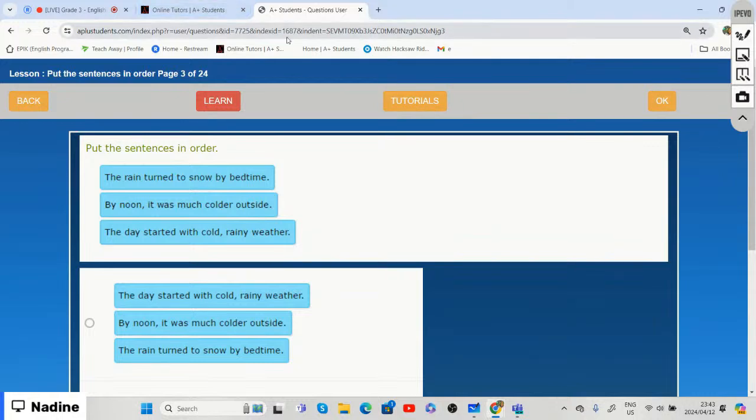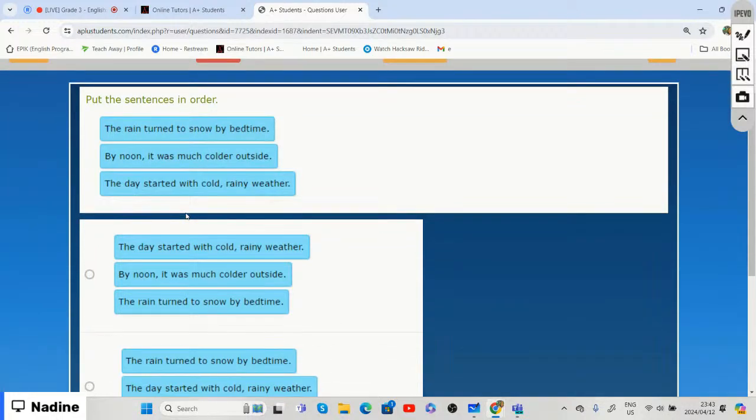All right, and in the meantime, we will put these in order. So we can start this one with the day started with the cold, rainy weather. By noon, it was much colder outside. The rain turned to snow by bedtime. And if you even look at how they don't have to say next, then afterwards, even if you just read the sentences, it is already flowing because you can literally see by the flow of words what is going to come next, which means that the option we're going to choose is option one.